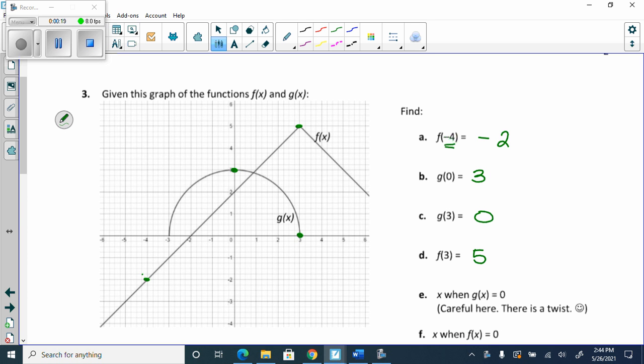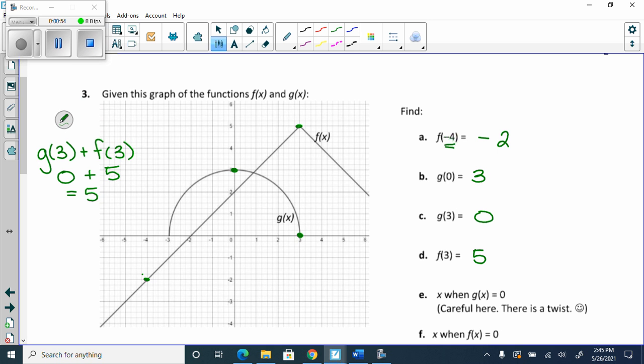Now I want to ask you something. What if I give you g of 3 plus f of 3? What's g of 3? G of 3 is 0, still 0. And then I add to it f of 3. What's f of 3? 5. And I get an answer of 5. So that's not bad, right? That works. It's not a bad day at all.